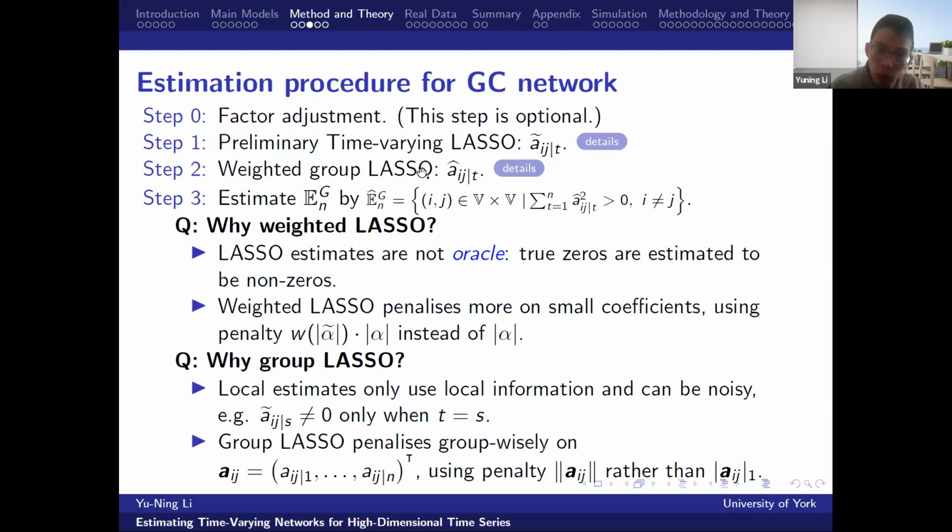Why do we need the second step? That is mainly because lasso-type estimators cannot achieve the property called the oracle property, which means true zeros are not estimated to be non-zeros. That's why we need a second step. I'm not going into the details of these things.